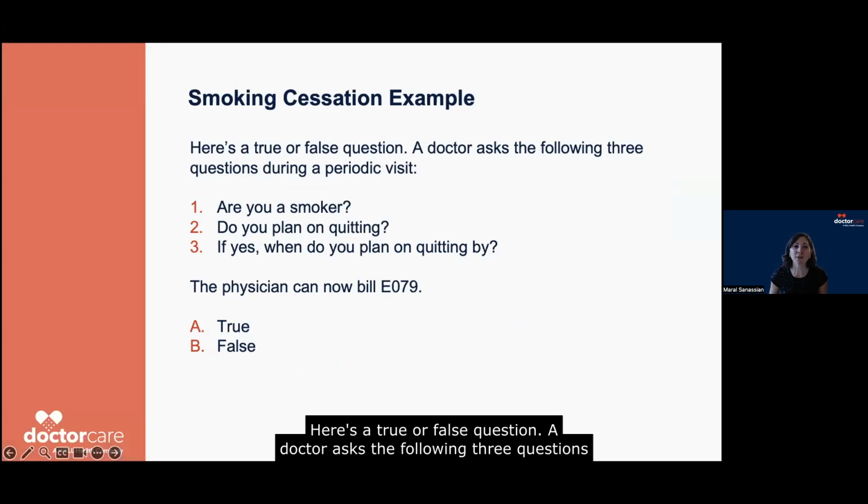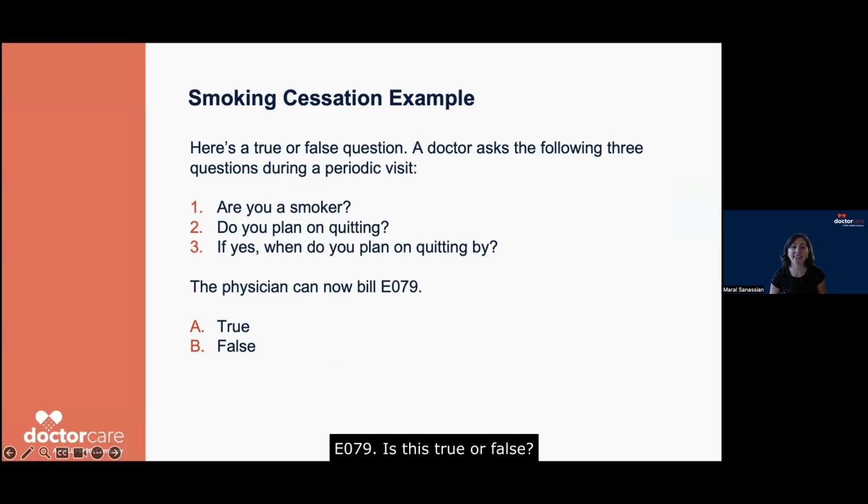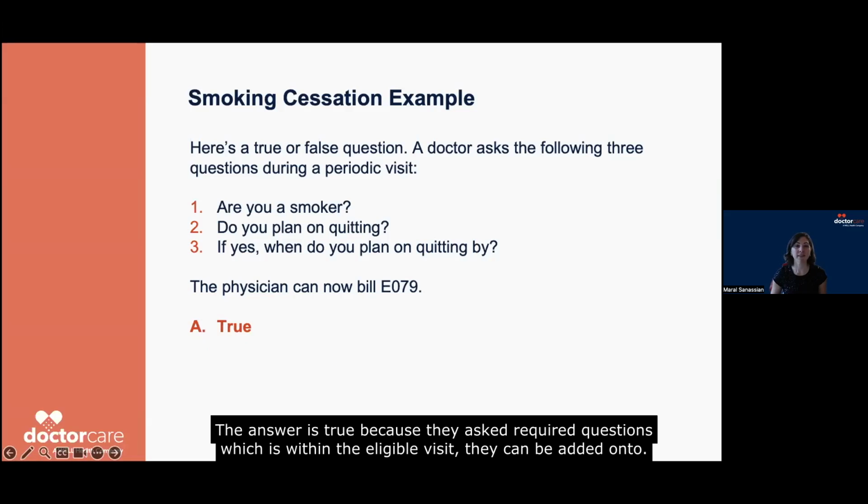Here's a true or false question. A doctor asks the following 3 questions during a periodic visit. Are you a smoker? Do you plan on quitting? And if yes, when do you plan on quitting? The physician can now bill the E079. Is this true or false? The answer is true, because they asked required questions which is within the eligible visit, they can be added onto.